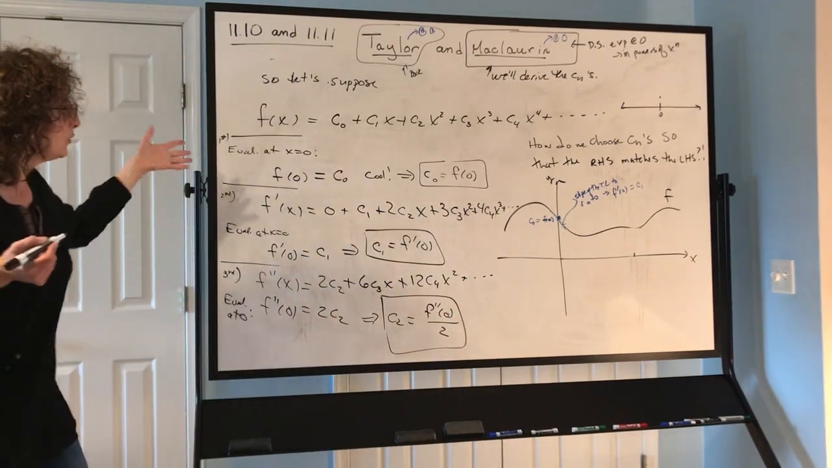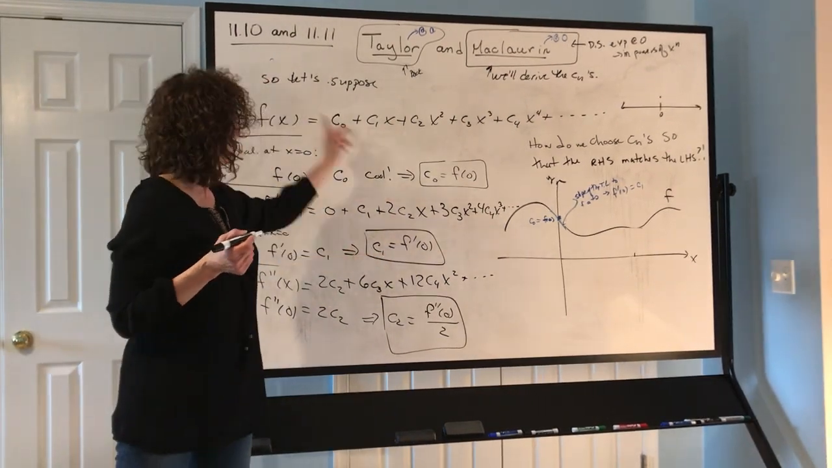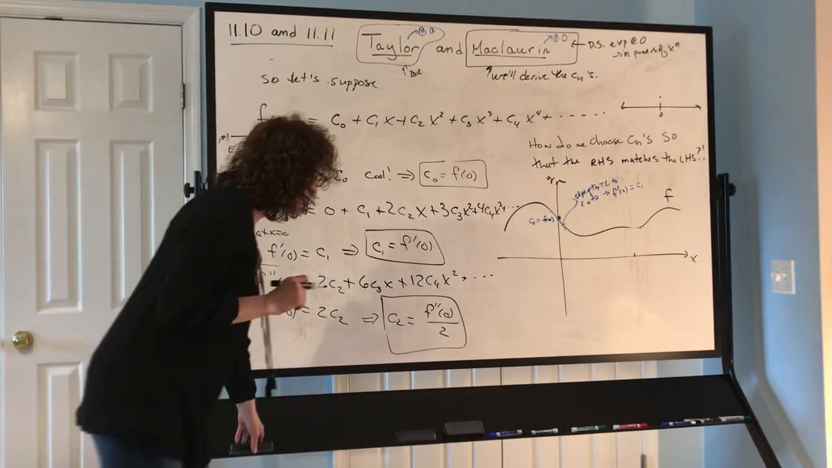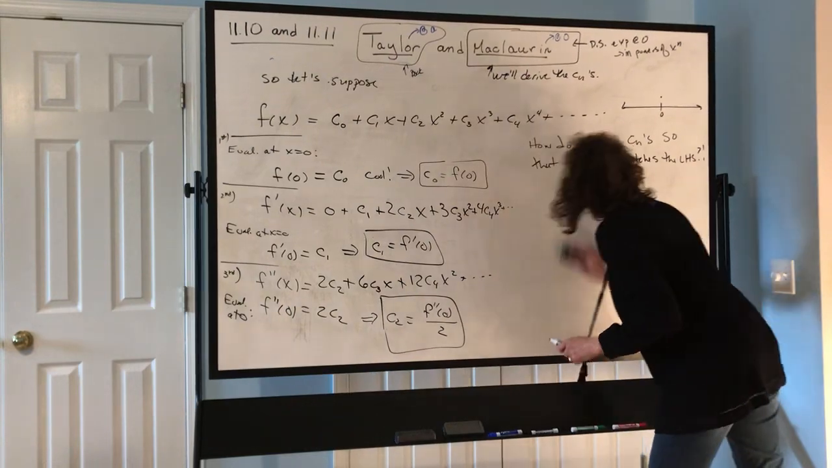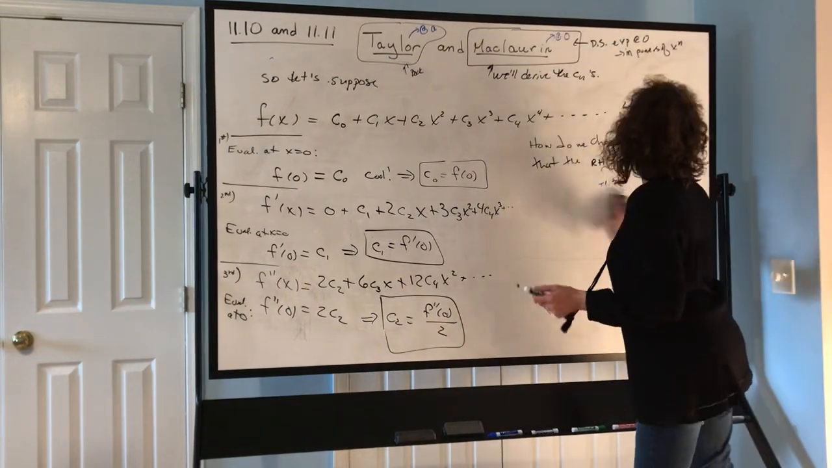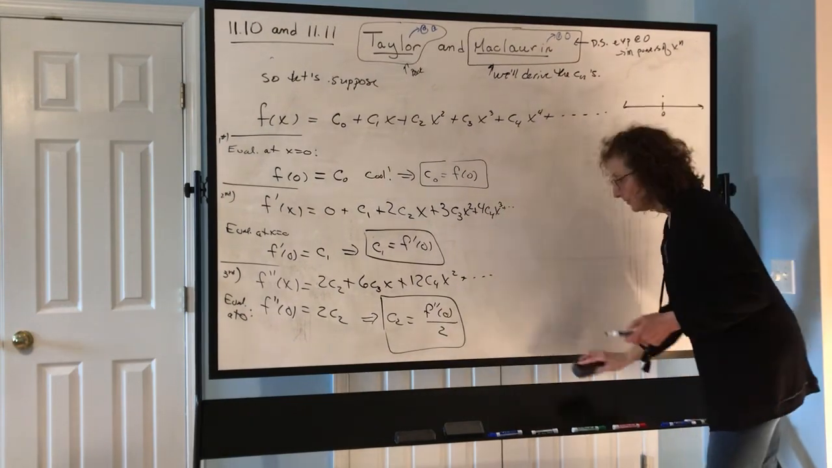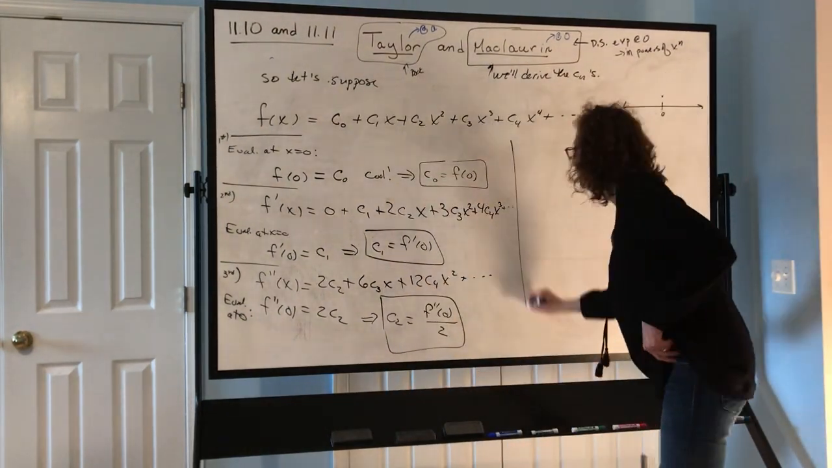So what does this mean? In order to find these constants, what are you going to have to be able to do? Take derivatives of your function and then evaluate. We're going to do an example as soon as we keep going with trying to figure out if we can come up with a general formula. That was our goal. How do we choose these cn's? Let's keep going.